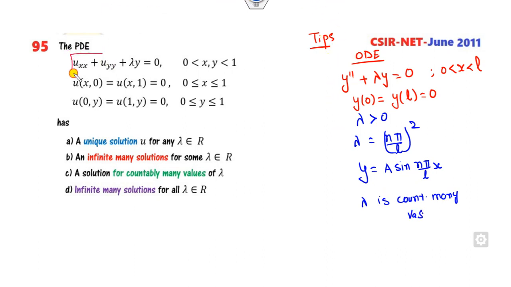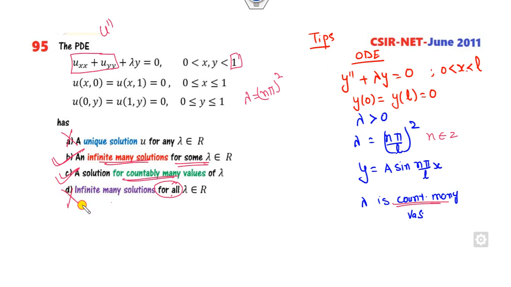You can see if I think about this as u double dash in terms of partial differentiation, then it is similar to this. So whatever the value of lambda, what is L? L is 1. So what is the value of lambda? n pi square, which is always positive. So you can see a unique solution is cancelled because it has infinitely many solutions. So infinitely many solutions for some lambda, that's correct. Countably many solutions, that's a correct statement. Infinitely many solutions for all values of lambda is a wrong answer because it is infinite only for some lambda.